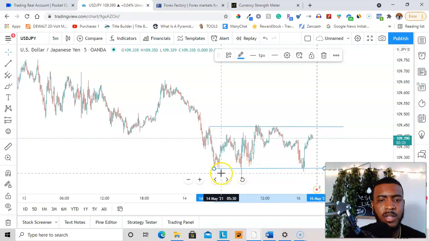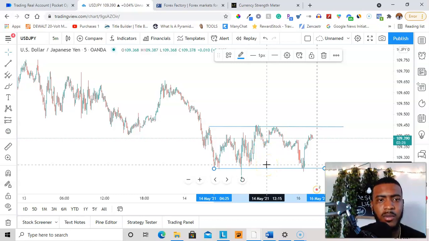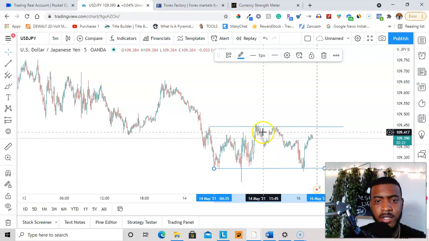The support line means the market reaches a certain point and bounces, and it's done it multiple times. So this is where the market is supporting, which means it's not necessarily dropping below. Okay, and the resistance line is the same thing.